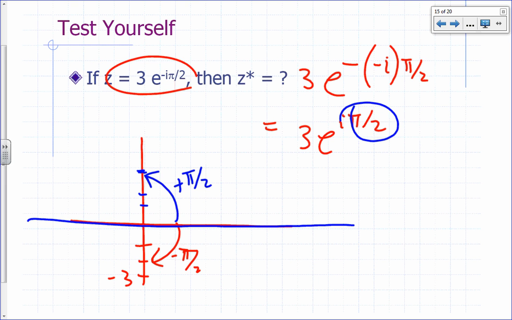So complex conjugates are just mirror images across the x-axis. Why is that? Remember, you do a plus bi and a minus bi. You're just changing the imaginary component. If the imaginary component is positive, the complex conjugate will have a negative imaginary component. If the imaginary component is negative, then the complex conjugate would have the opposite imaginary component. So that's your z star.